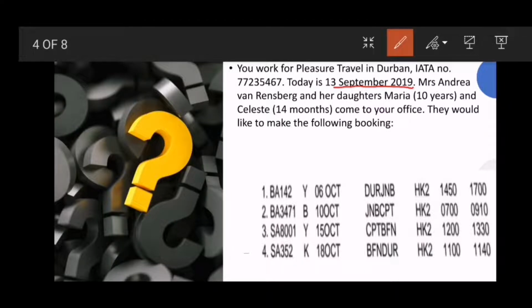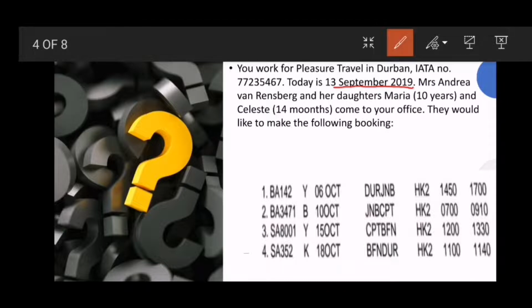Then Mrs. Andrea and her daughters, Maria, who is 10. This tells you that Maria cannot be charged an adult fare because she is 10 years old. So you will have to give her a discount under the category children. And Celeste, who is 14 months, also came to your office, meaning that you will also have to calculate for Celeste. She falls under the category infants.